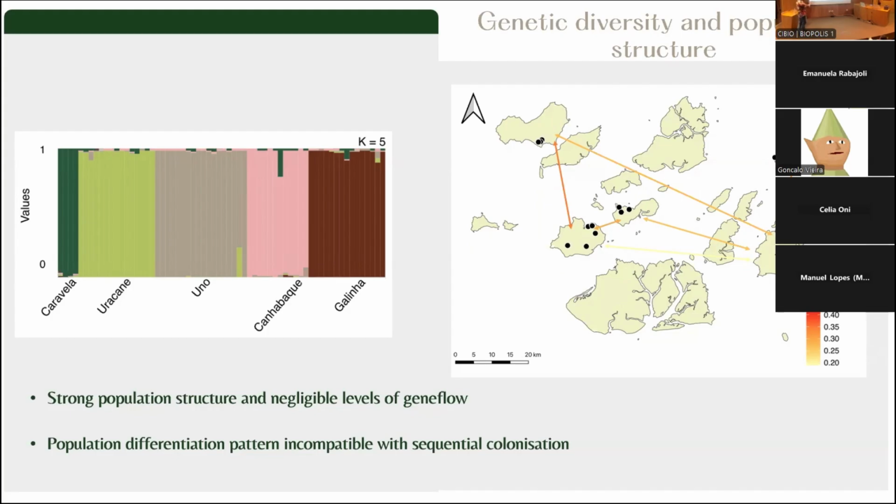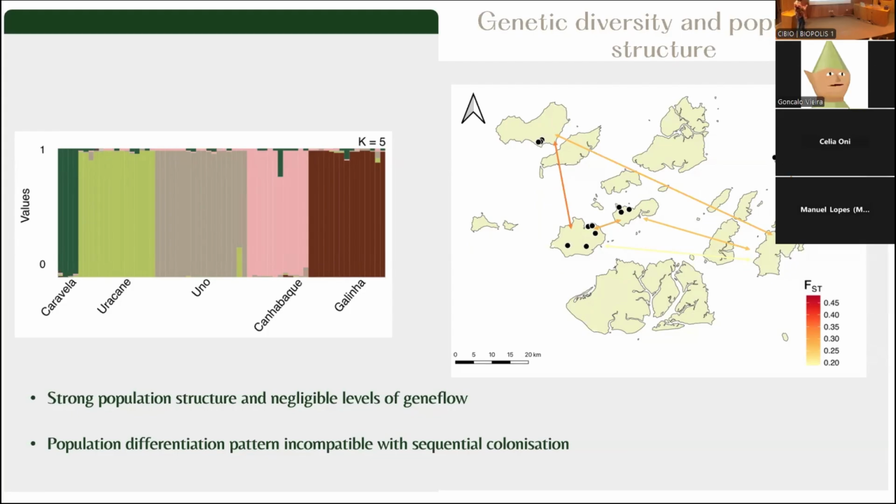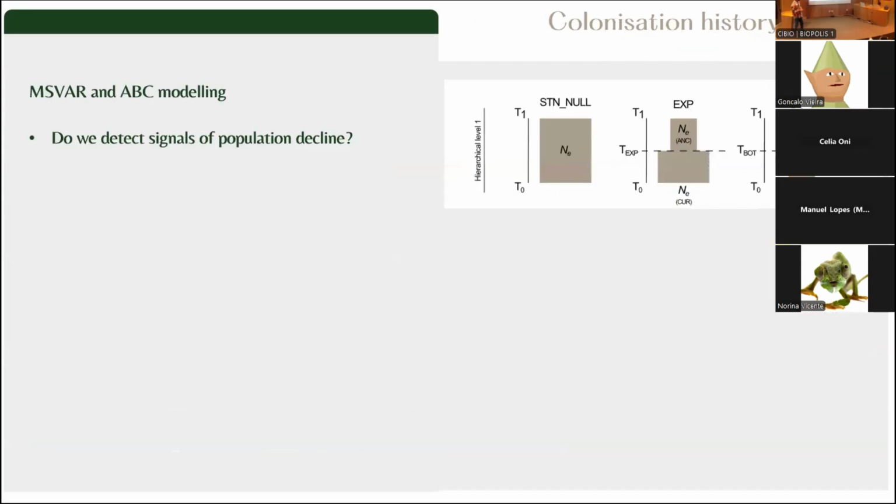So does this have a pointing? Yeah, this one, right? And this is still the case for example, these two islands. So the pairwise FST between this one and this one is lower than between these two. We did other tests for this, but it seems that population differentiation is not compatible with a sequential colonization. So what happened to these monkeys? How did they get there? So that's the next step, to estimate the colonization history.